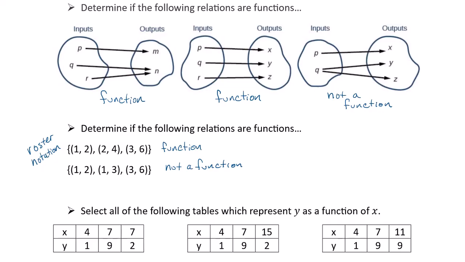Select all the tables that represent y as a function of x. So here we go. 4 goes to 1. 7 goes to 9. But 7 also is going to 2. This is not going to be a function. Here 4 is going to 1. 7 is going to 9. And 15 is going to 2. We can safely say that's a function. And here 4 is going to 1, 7 is going to 9, and 11 is going to 9. Every x is going to exactly 1 y. That is a function then.